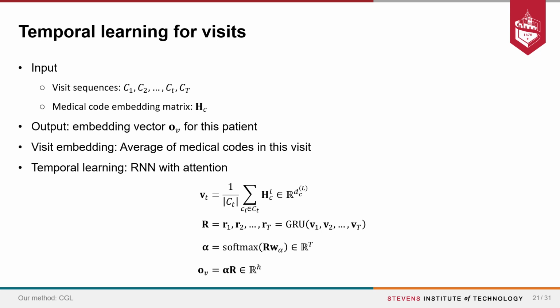Firstly, we calculate an average of the embedding vectors of medical codes in each visit. Then we apply GRU to the visit embedding and use an attention method to calculate the weight of each visit. Finally, the embedding OV is the weighted sum of all visits.